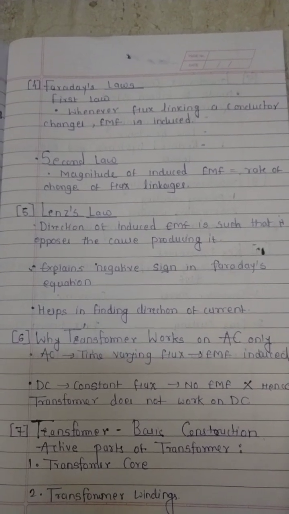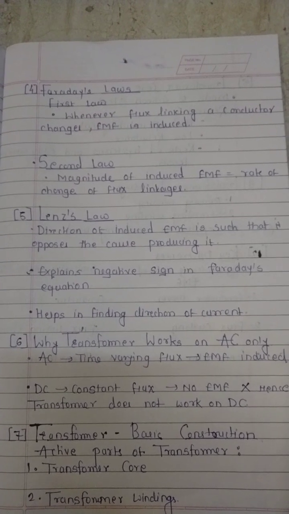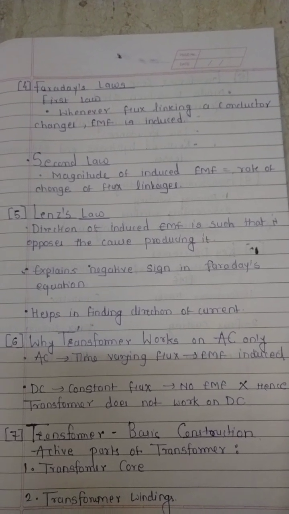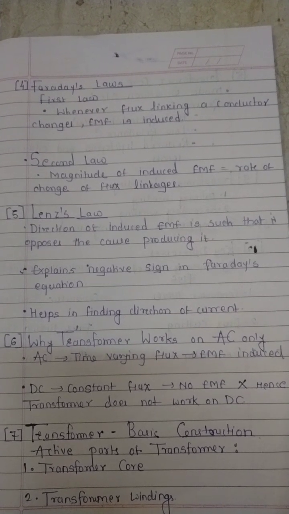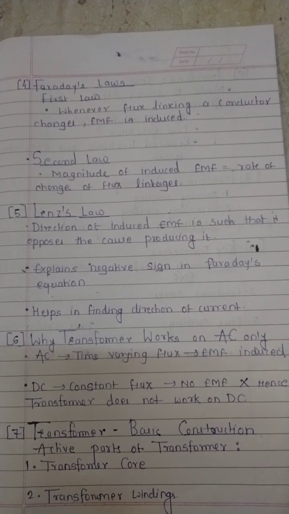Why does a transformer work on AC only? AC is nothing but the time varying flux, so EMF is induced. DC is constant flux, so no EMF. Hence, a transformer does not work on DC.